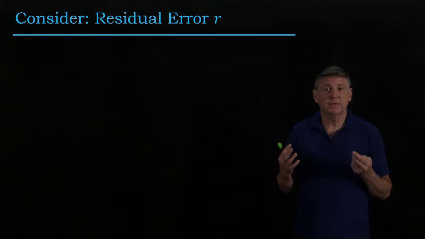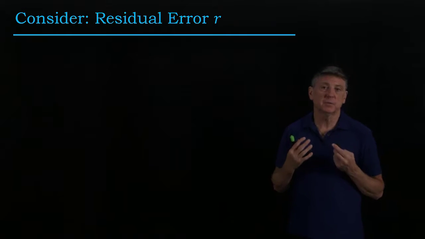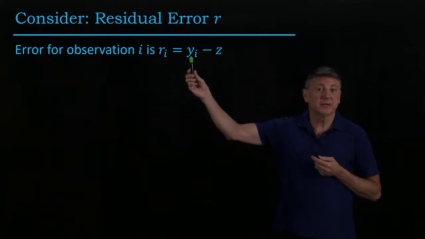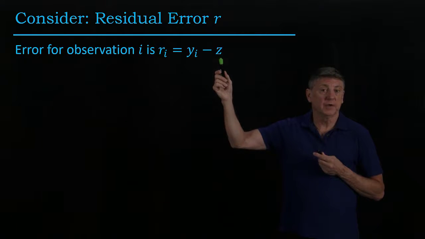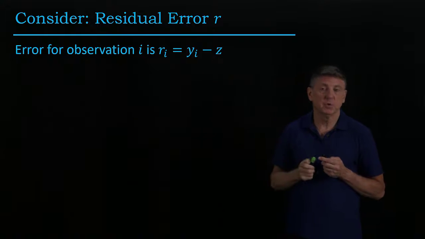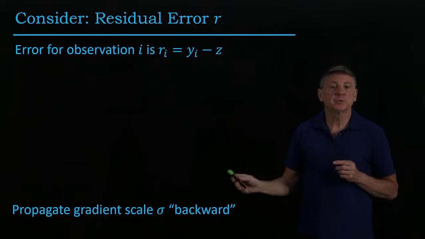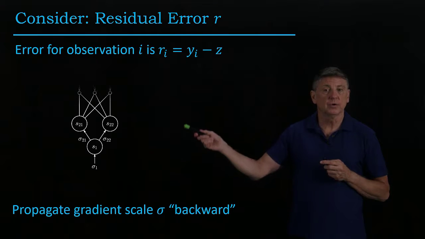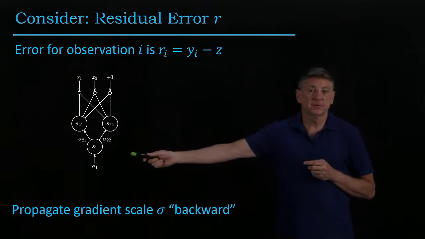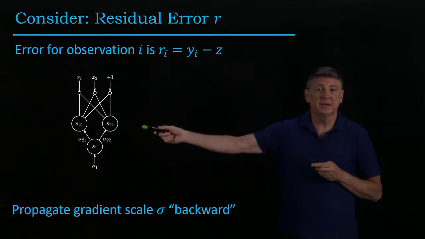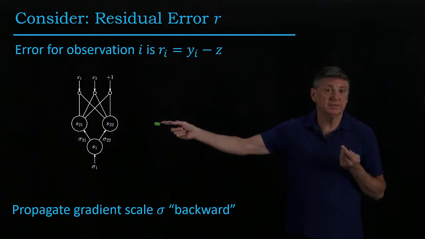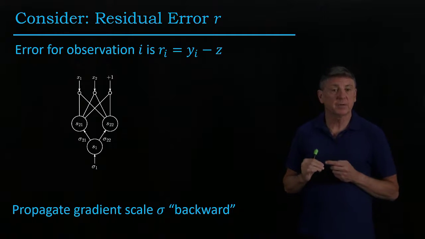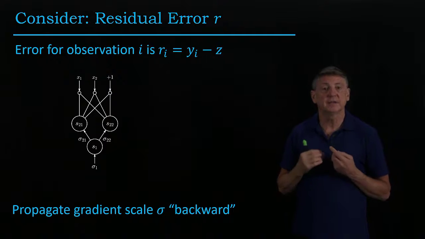To backpropagate it, what we do is we think first about the residual error. And this residual error is the difference between the label for the data and the output of the neural network at this moment. And what we'll do is we'll take a gradient scale and we'll propagate that backward through the network, working first from the output layer and then through the hidden layer. And if you had a deep neural network, there would be multiple hidden layers that we would have to backpropagate through to find the gradient of the objective function.